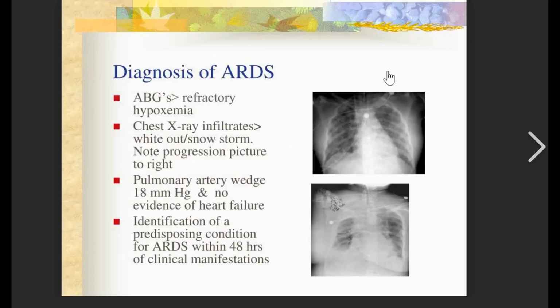How can you diagnose ARDS? There is no specific test for ARDS, but in the ABG, you may see refractory hypoxemia. Chest X-ray shows diffuse pulmonary infiltrates. Pulmonary capillary or artery wedge pressure is less than 18 mmHg. That means there is no evidence of heart failure, because pulmonary edema can be secondary to heart failure. If the pulmonary capillary wedge pressure is less than 18 or normal, that indicates the pulmonary edema is not secondary to heart failure, and ARDS is acute in onset.